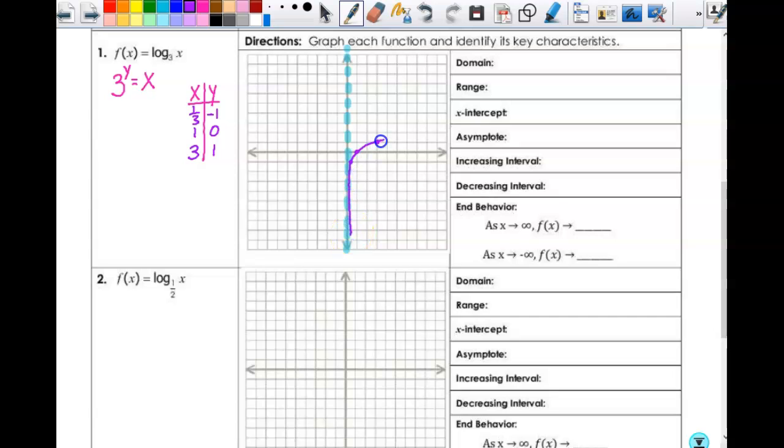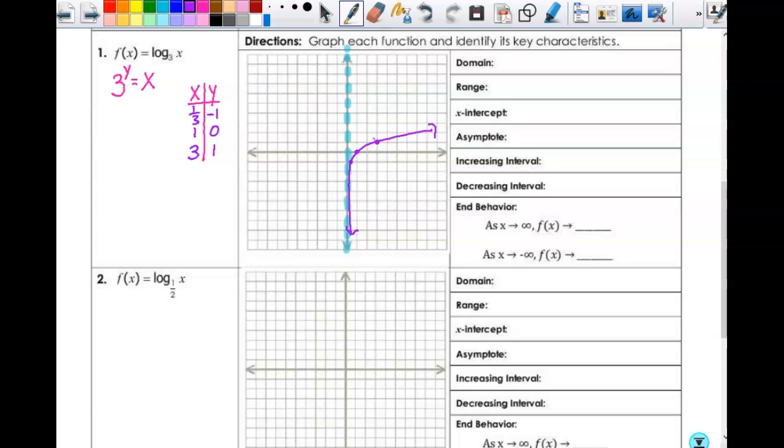Now let me show you how to think through this without having to even write that stuff down. Instead, you think about it this way. Instead of thinking about what is happening with x, when y is -1, what is x? It's 1/3. Boom, there's your point. When y is 0, what is x? It's 1. When y is 1, what is x? It's 3. So you're just plotting the points backwards so that you can think about it backwards. Okay? We good with that?